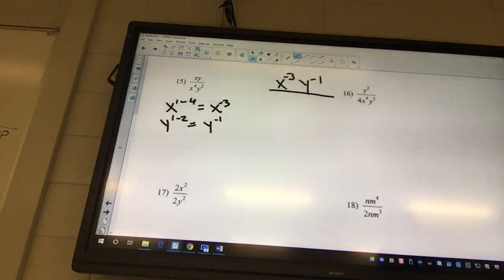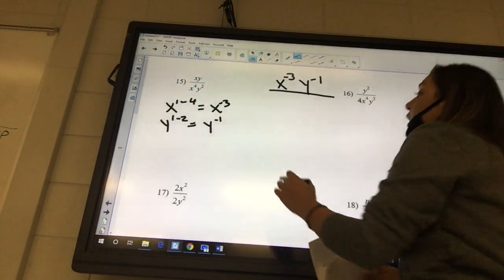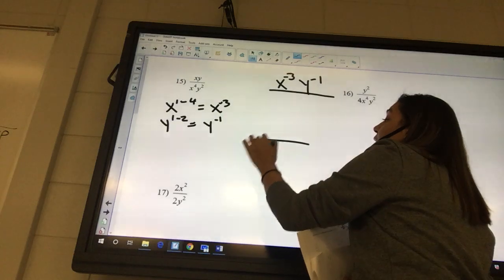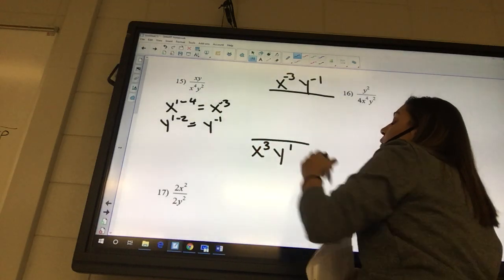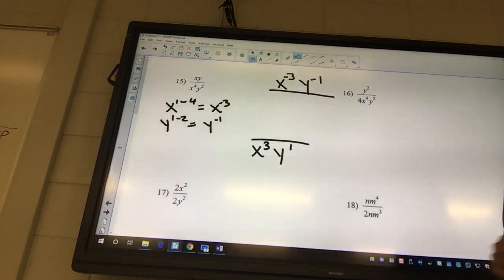Okay, do we leave negatives on top? No, and so everything really needs to be moved where? To the bottom. Okay, and so that's where it gets a little bit tricky. So you would have x to the 3rd, y to the 1. What goes on top? 1.